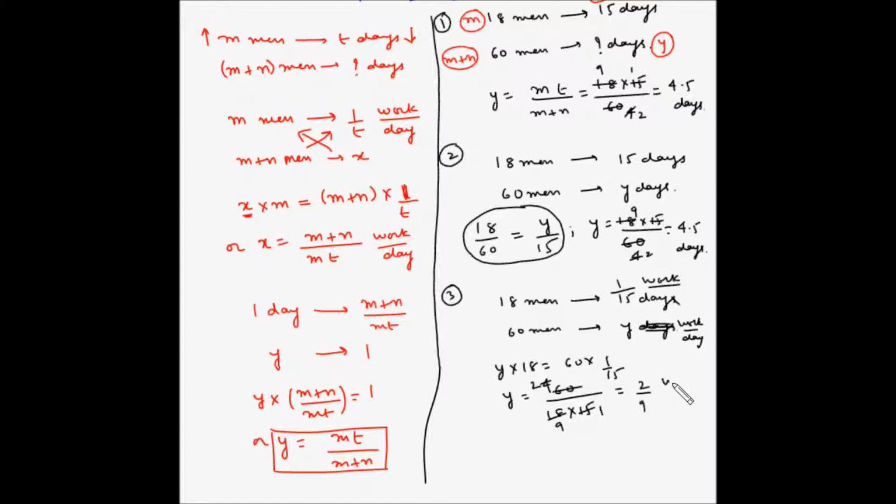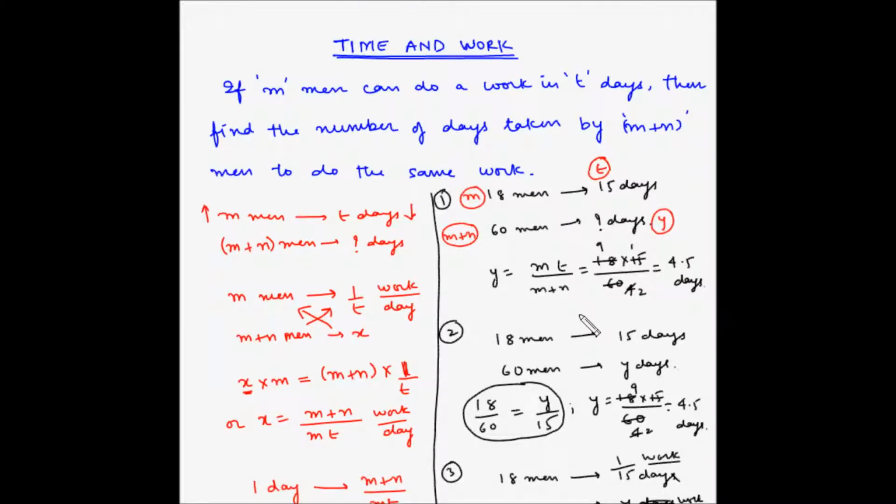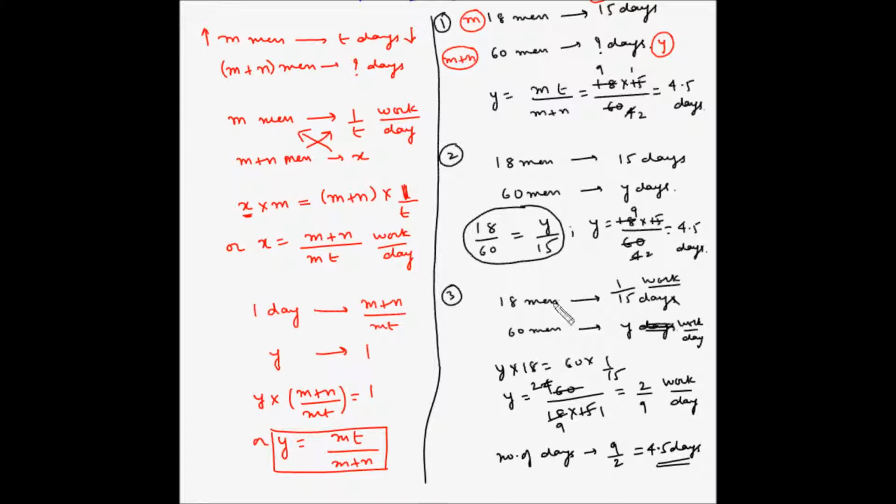Now since this is in terms of work per day, to convert this into the number of days, we have to reverse it. So the number of days becomes 9 by 2, which is equal to 4.5 days. So these are the three methods to find the same answer. You can use whichever you find easy to remember.